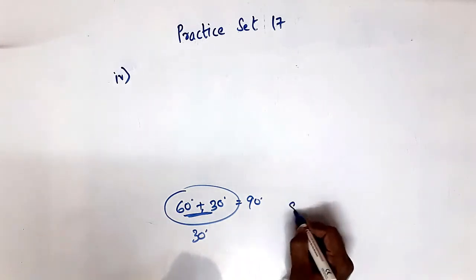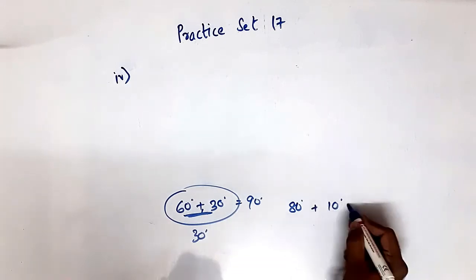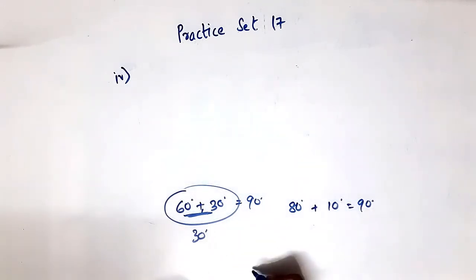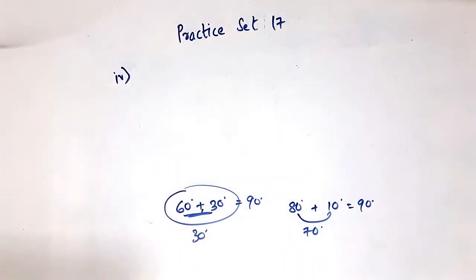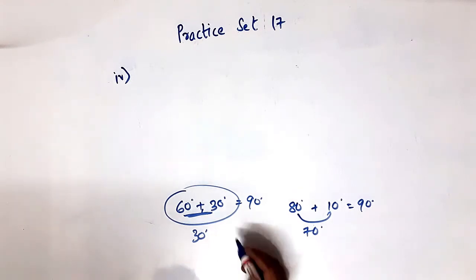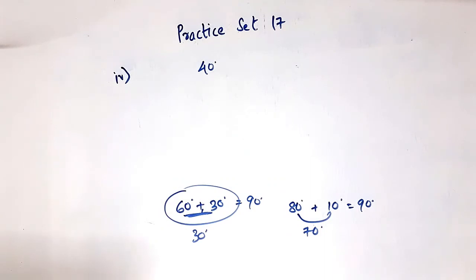One more example I'll give you. This is 80 and this is 10. Are they complementary angles? Yes, they are complementary angles. But what is the difference between them? The difference is 70. Here they have given the difference. How much is the difference between two angles? It is 40 degrees. We don't know what the angles are. The angles are hidden, but their difference is 40 degrees.